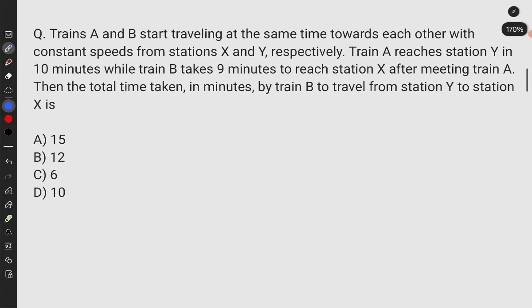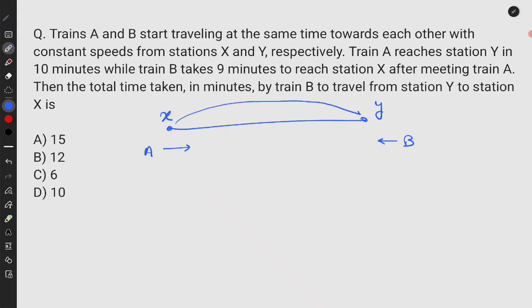Train A and B start traveling at the same time toward each other with constant speed from station X to Y. So let's say this is X, this is Y, train A, train B. Train A reaches Y in 10 minutes, so it will go from here to here in 10 minutes, while train B takes 9 minutes to reach station X after meeting train A. So let's say somewhere they meet at this point. From here train B took 9 minutes to reach this point.